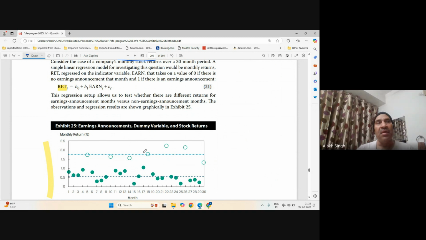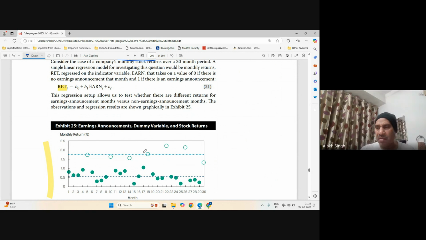Sir, how would it be 4% if earning is 0? Because we are assigning the value of 0, right? So technically, if we are not announcing any earning, means no news. Yes, no news, then earning is 4%. That is the actual data. So that would be because the intercept's value is 4, right? Yeah, it can be, yes.